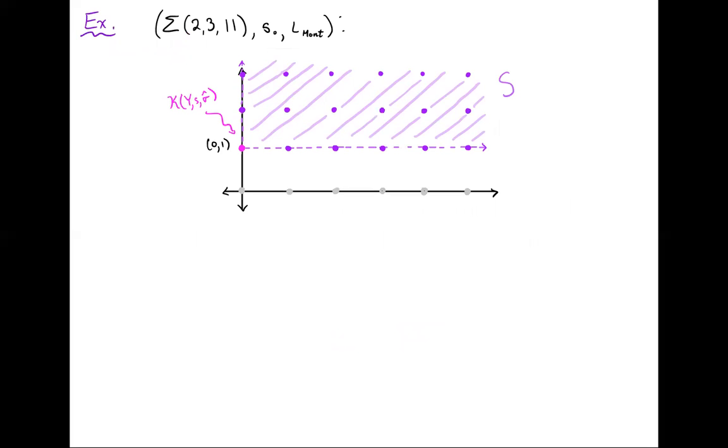The 2, 3, 11 Brieskorn sphere, with the spin structure, and let's look at the involution which realizes it as the double branched cover of a Montesinos knot. It turns out that the set S is given by this shifted quadrant shaded in purple over there, and the cap invariant is just that unique point sitting in the lower left-hand corner. So it's kind of nice to visualize these in this way.